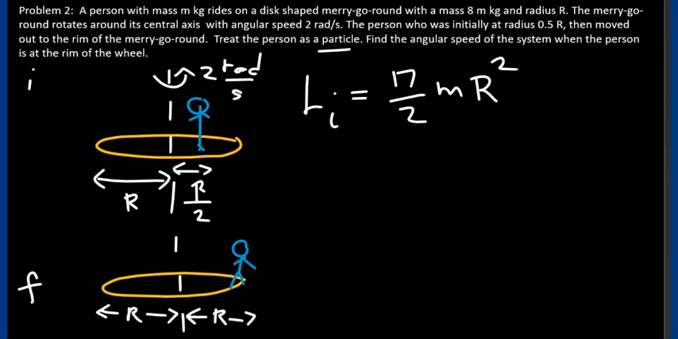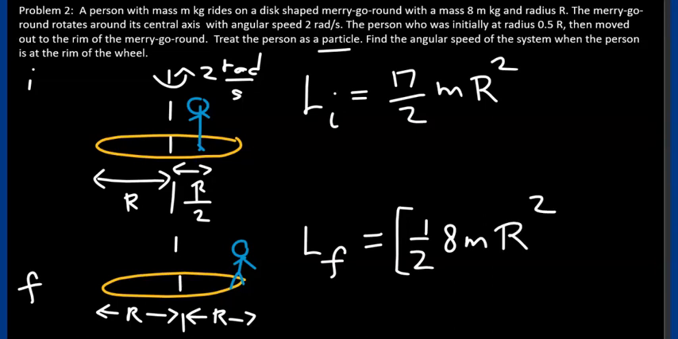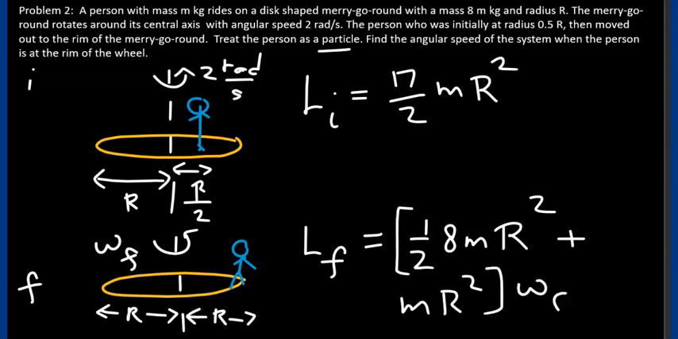After the person has moved out to the rim of the merry-go-round, obviously the moment of inertia of the system would change. So let's compute the moment of inertia and angular momentum of the system. For the wheel, it is still half times the mass 8m times r squared, and the person modeled as a particle is m r squared, and we don't know what the final angular speed is. That's what we want to determine. This will quite simply give you 5 m r squared omega f.